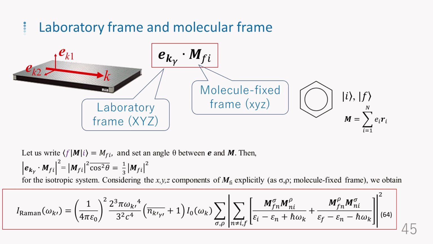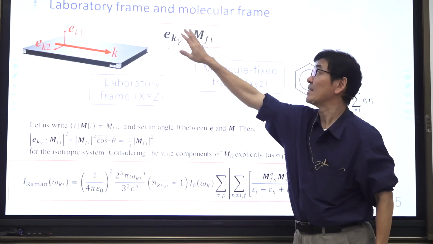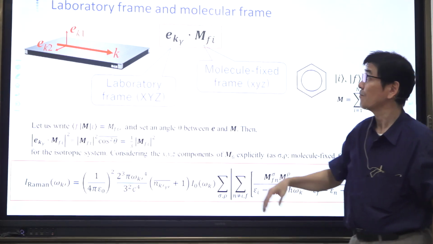And we need to consider one more point. That is the frame of the coordinate. In the previous formulation, there was an inner product term of the Ek gamma and MFI, for example. So this is the inner product of the electric field polarization vector and transition moment.